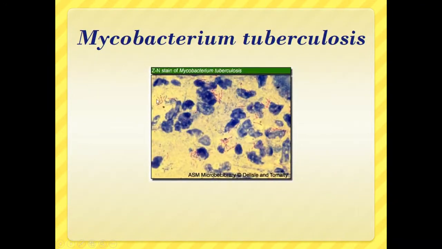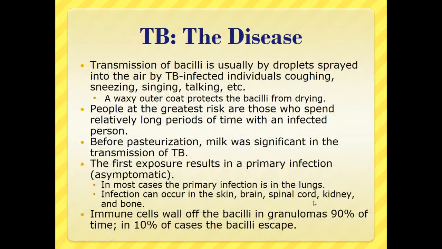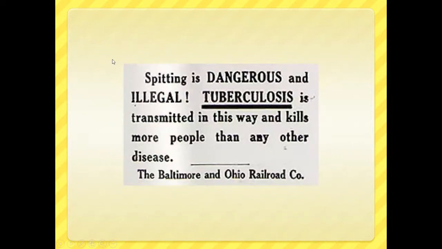So the little red cells that you see in here are the Mycobacterium tuberculosis cells. Tuberculosis can be spread by droplets, but it can also be spread airborne, because that mycolic acid, that waxy lipid that's in their cell walls, prevents them from drying out. So they can persist in the environment for a long time. You see here, before pasteurization, milk was significant in the transmission of tuberculosis. And for the most part, like I said, people contract it, it goes away, the immune system takes care of the problem, and they never even know they have it.